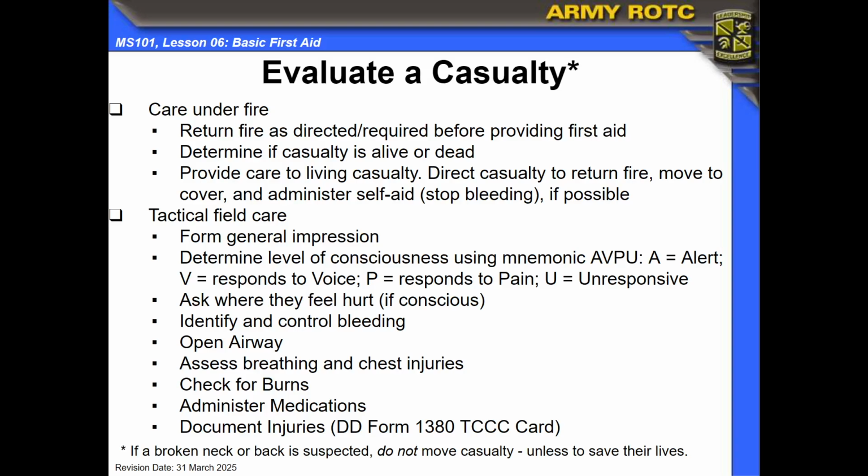Everything in the Army is acronym based to help us remember things, okay? So alert means like right now, I'm talking. If I was on the ground and talking, I'm alert. I know where I'm at. Where are you? Et cetera. V, response to voice, so verbal. Hey, are you good? Yes.